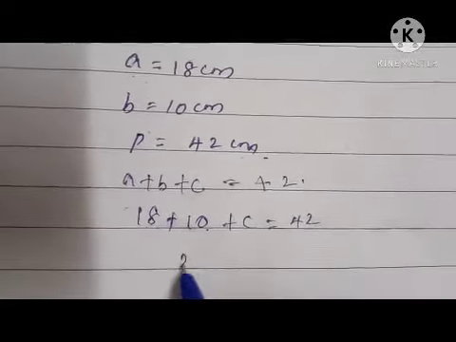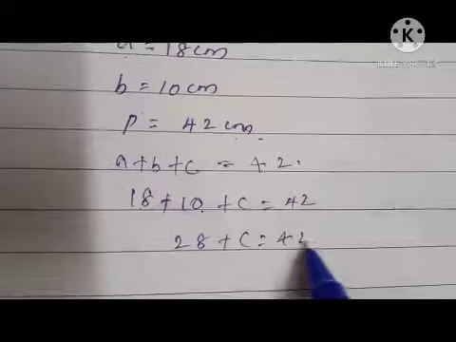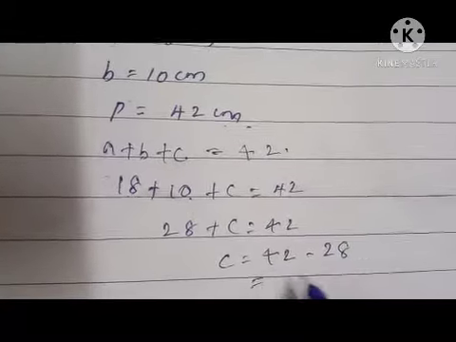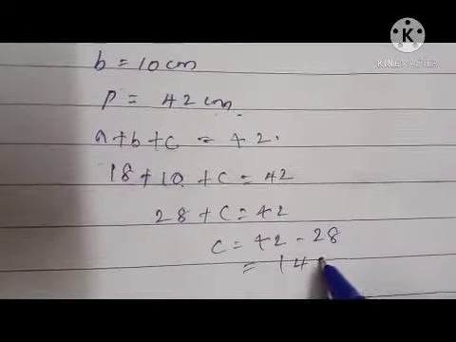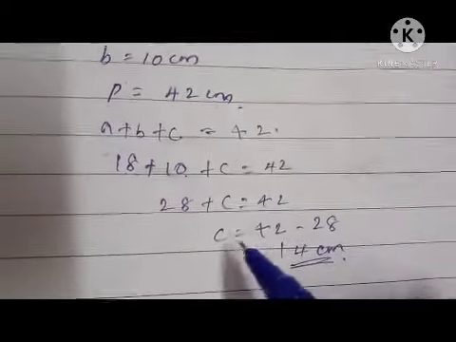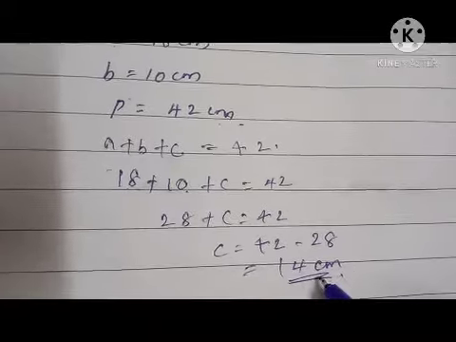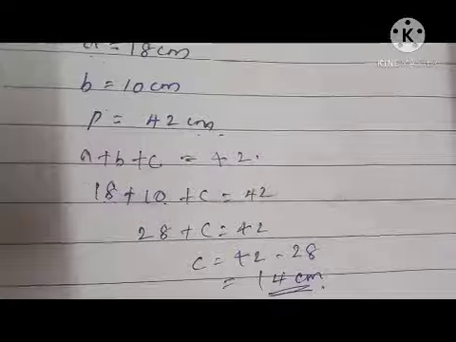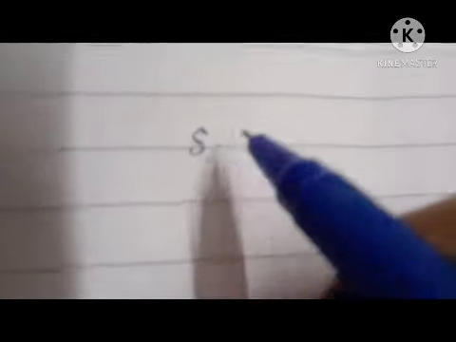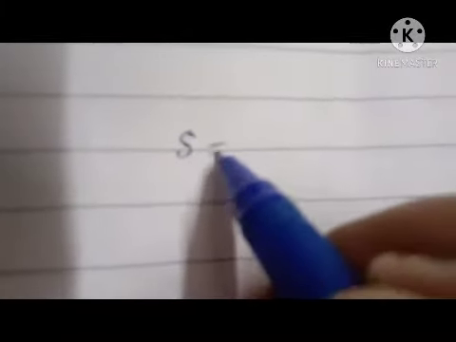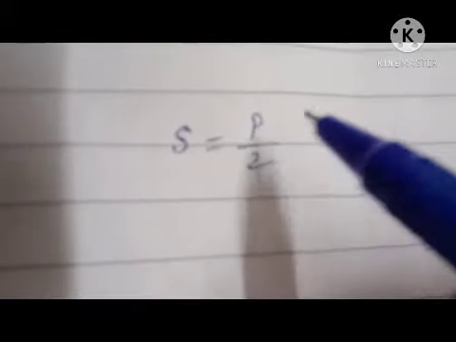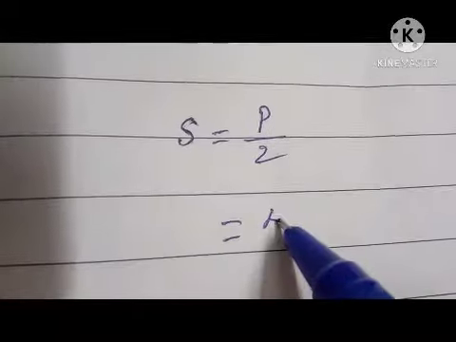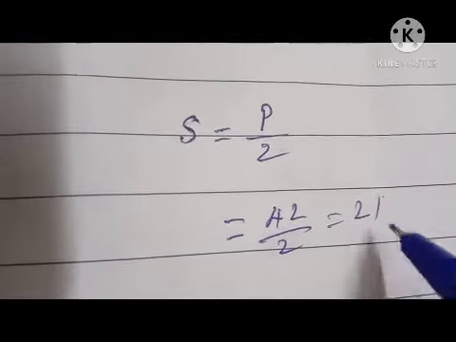So 18 plus 10, 28, plus c equal 42. Then c equal what? 42 minus 28, that is equal 14 centimeter. So the third side we got as 14 centimeter. Then we have to find area of this triangle. For that we have to find s first. Semi-perimeter, that is equal perimeter by 2, because in this question perimeter is given. So that is equal 42 by 2, that is equal 21.